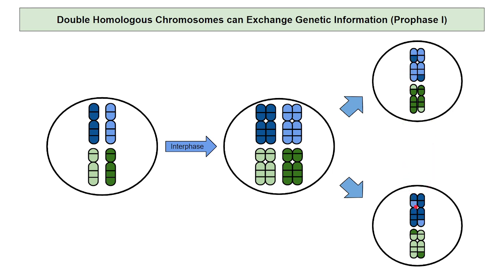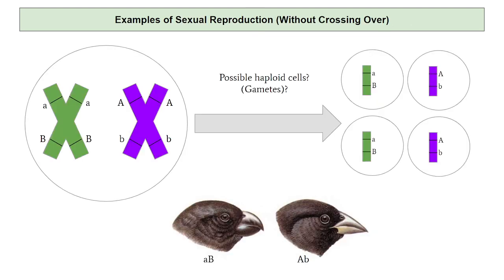So what we see is genetic information was literally exchanged between homologous chromosomes. And we refer to this as crossing over. Please remember that crossing over occurs during prophase 1. So today we're going to talk about why that's a big deal and how that creates genetic variation. So let's look at a different example here, and let's look at what happens when we don't have crossing over.